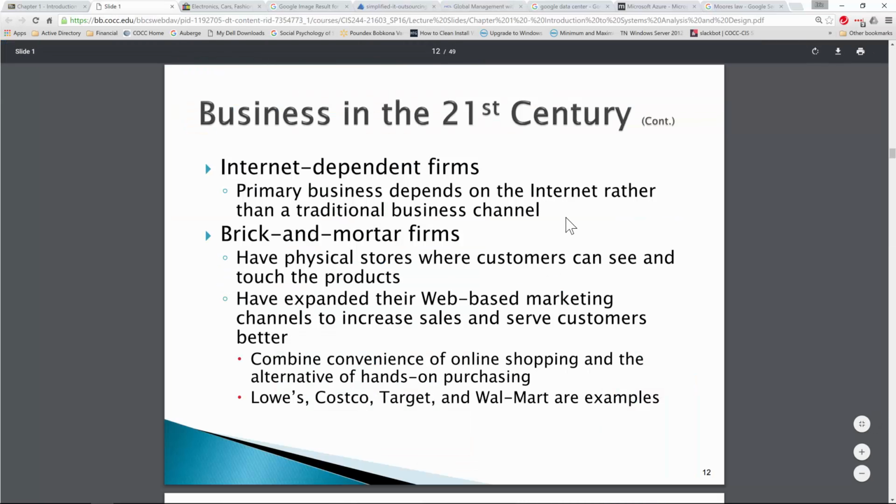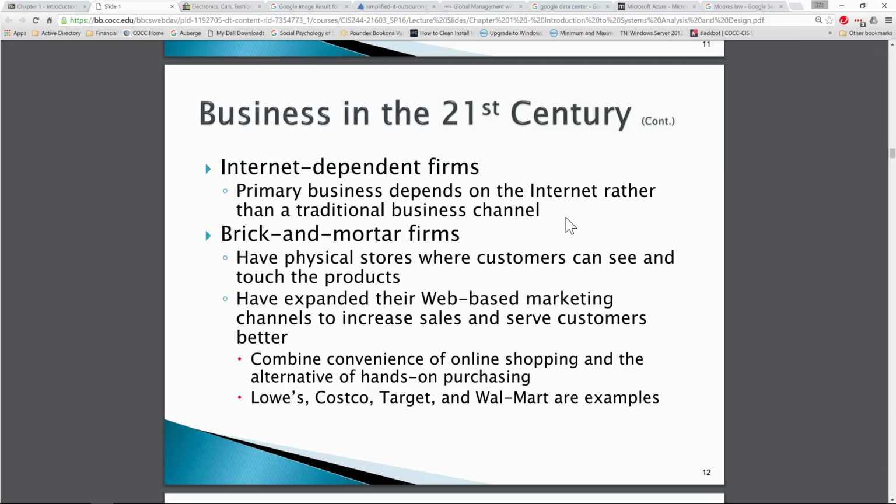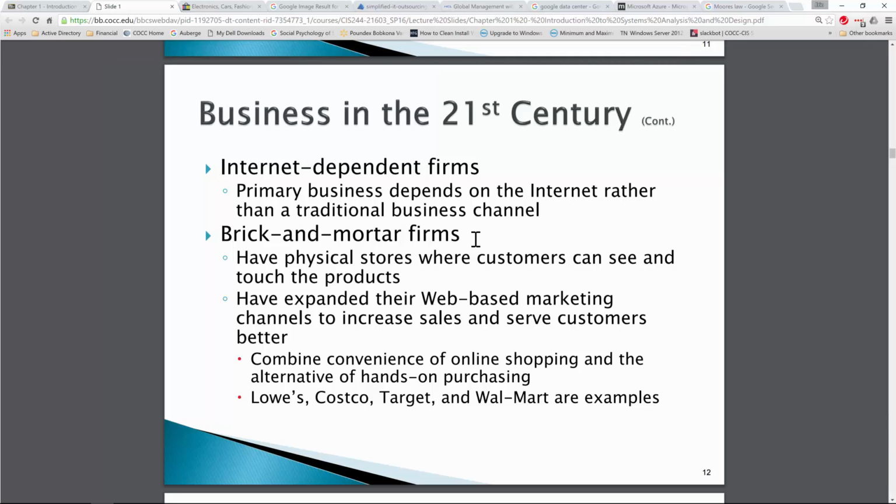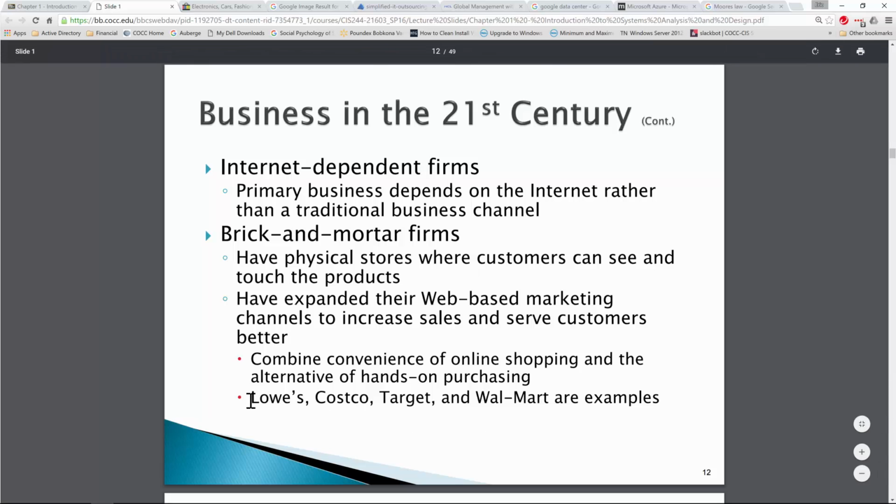The internet. So back in the day, the idea of brick and mortar firms, so these were physical stores, these were the Walmarts, the Safeways, whereas now these companies are expanding into the web. Their business is open 24/7 on the web. So you can go out to walmart.com, you can do your shopping there, you can pick it up in store if you'd like, you can have it delivered, you name it. So, Lowe's, Costco, Target.